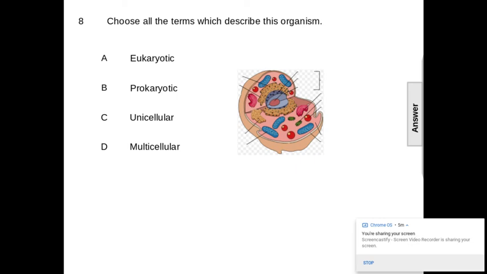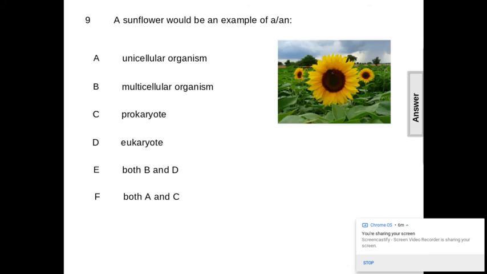This is an animal cell. Animal cells have a membrane-bound nucleus, so they're eukaryotic. These are true cells. And animals are multicellular. So you're going to write down animal cell, eukaryotic, and multicellular. All right, a sunflower. Sunflowers belong to plants, therefore they're eukaryotic, and they're multicellular. So the answer is going to be B and D. But what I want you to do is draw a picture of a sunflower, write sunflower, and say eukaryotic and multicellular.